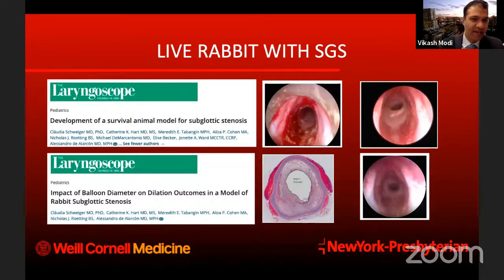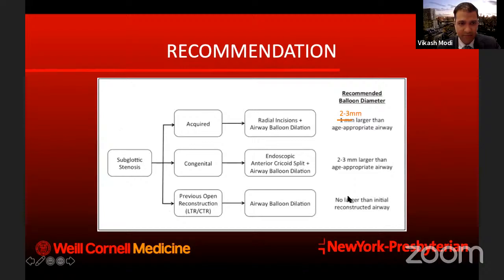So then the Cincinnati group did a study with live rabbits with a subglottic stenosis model, where they induced subglottic stenosis and then did balloon dilation in those rabbits. Also another great paper. And we came up with this recommendation as a result.